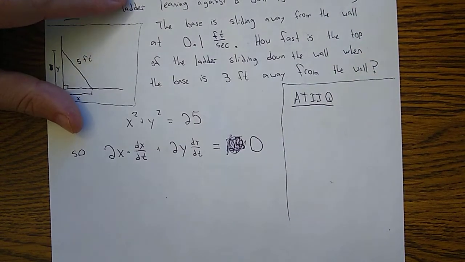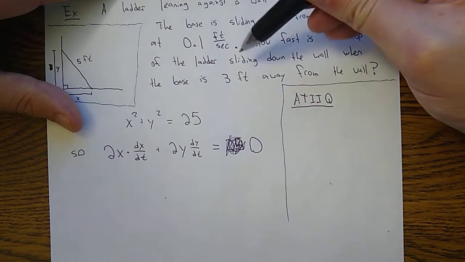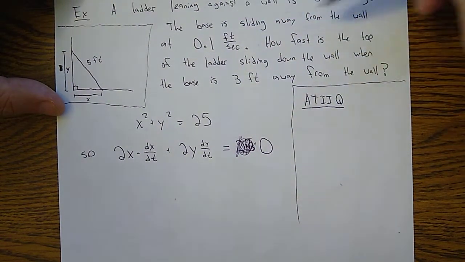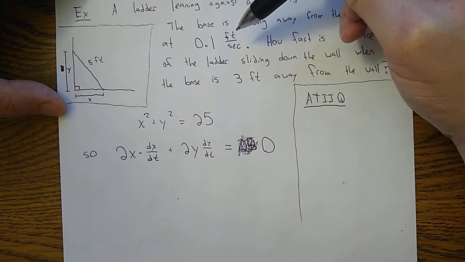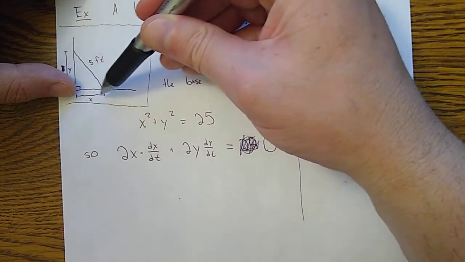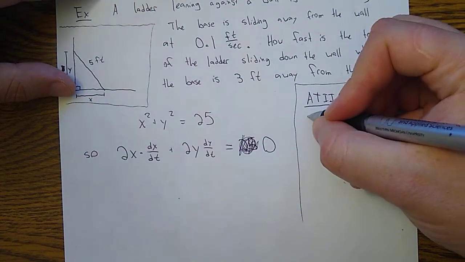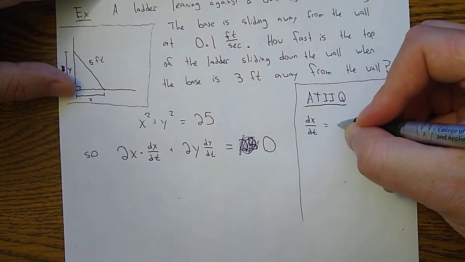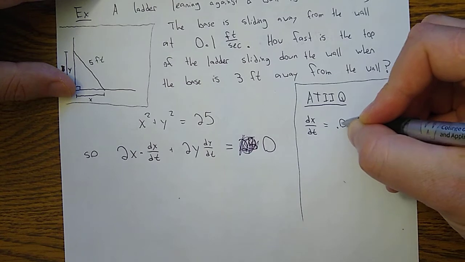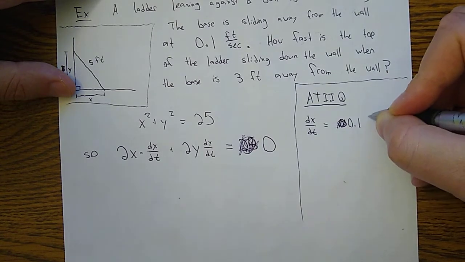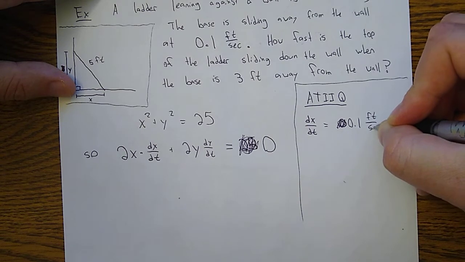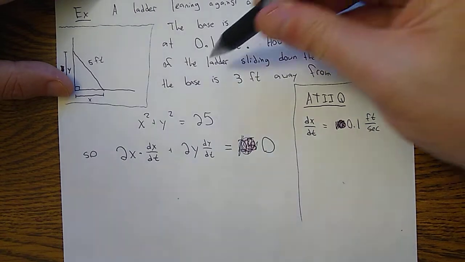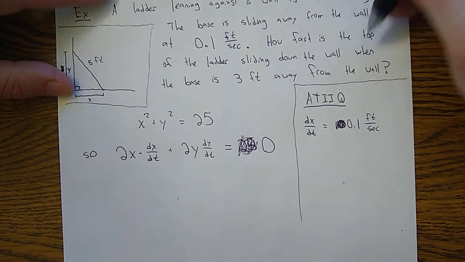So at the instant in question, what do I know? Let's see, I'll just read from the beginning here. The base is sliding away from the wall at 0.1 feet per second. That would be how fast x is changing. So dx over dt is 0.1 feet per second.